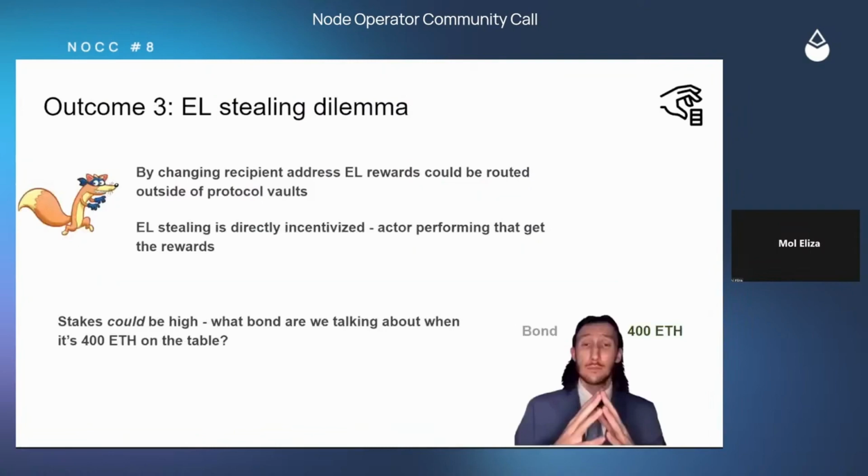Going next for the third type of risk, which is quite interesting in terms of this approach: the possibility for changing the recipient address and basically stealing yearly rewards brings up a tough question. First of all, and the major difference, is EL stealing is directly incentivized. If you are trying to slash your validator or going offline, you don't get the rewards.